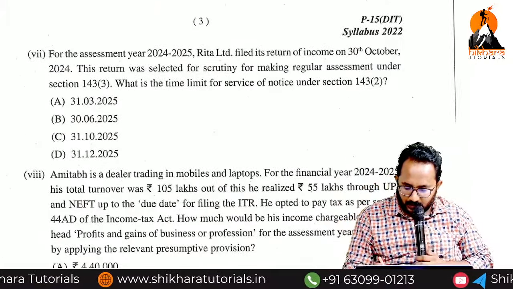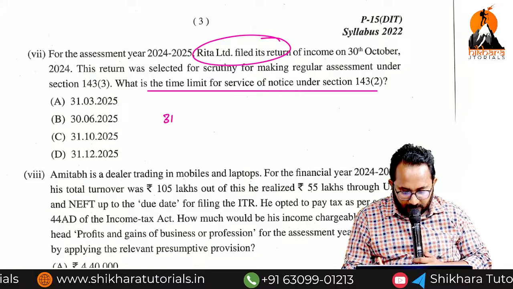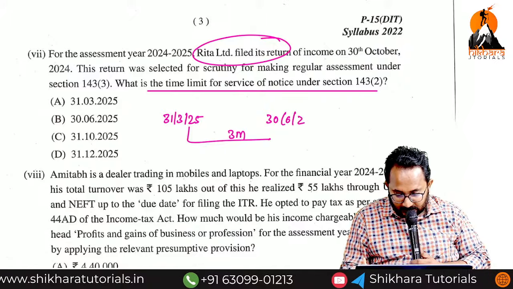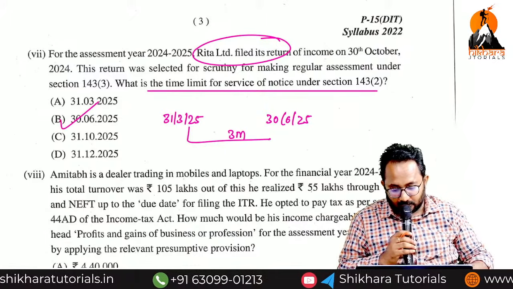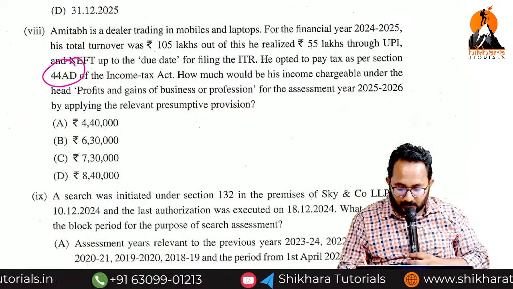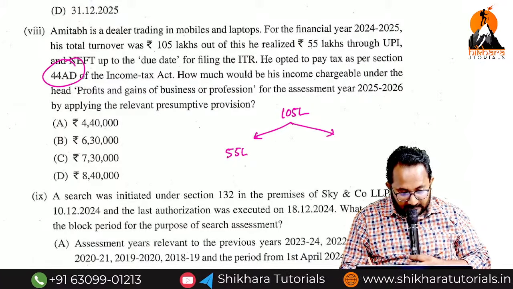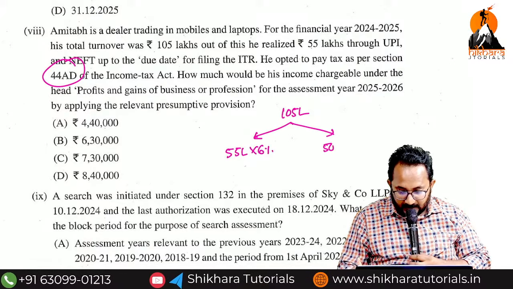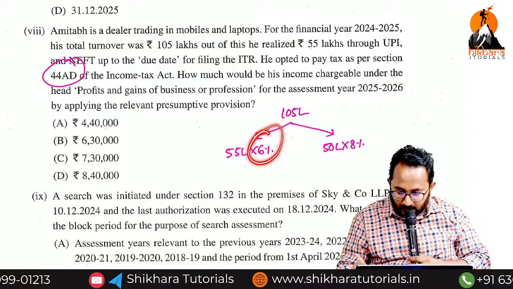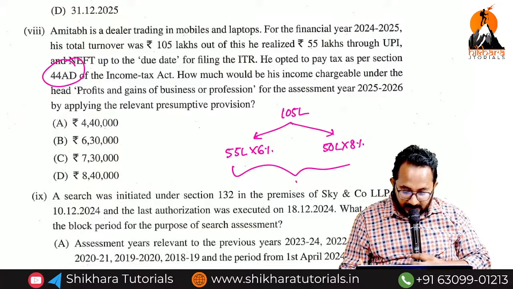Now, what is the time limit for service of notice? It is from the end of the year in which the return was filed. For 31st March 2025, within 3 months, that is 30th June 2025. Next, it is on 44AD. They are asking just presumptive income. We generated 105 lakh, out of which 55 lakh is at 6% and 50 lakh at 8%. Why? Because 55 lakh is through electronic modes and the remaining balance is in cash. If you compute the presumptive income in total, how much will it be?